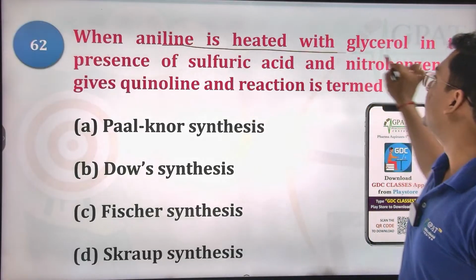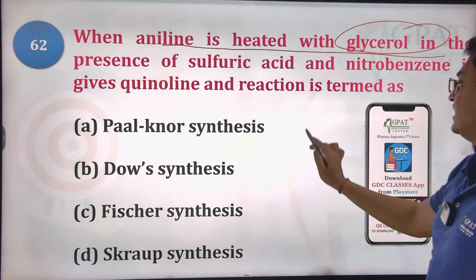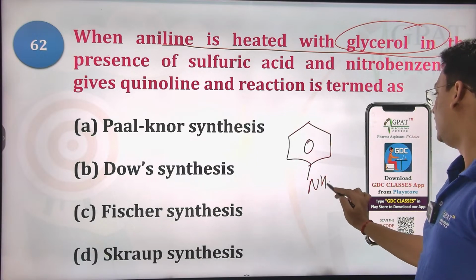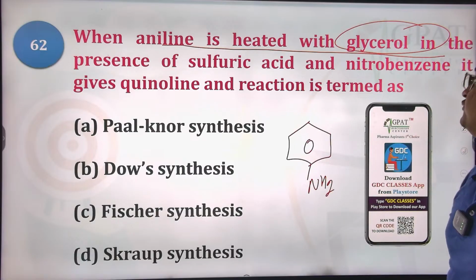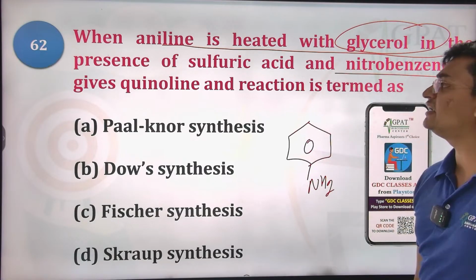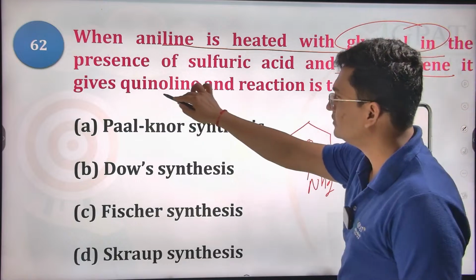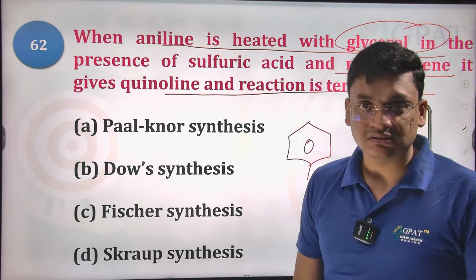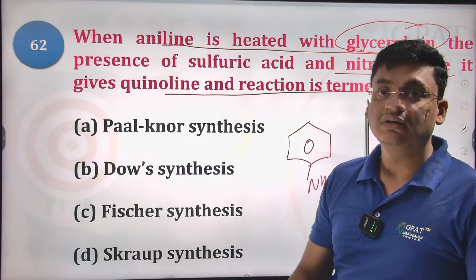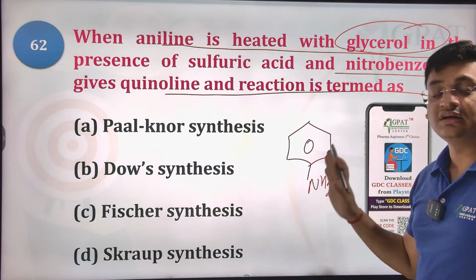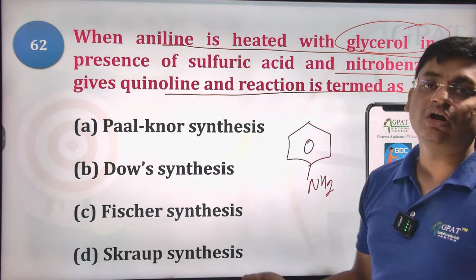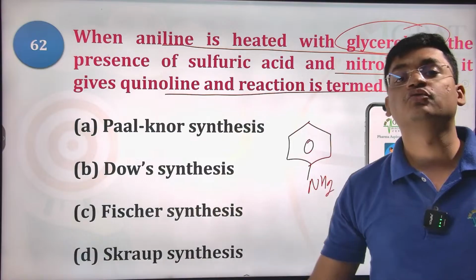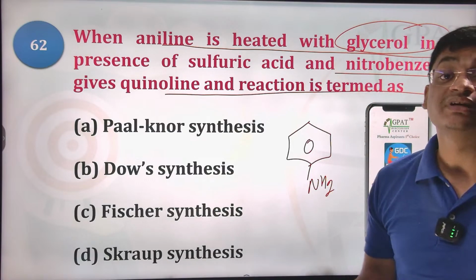When aniline is heated with glycerol in the presence of sulfuric acid and nitrobenzene, it gets converted into quinoline. This reaction is known as the Skraup reaction. So when aniline is reacted with glycerol and nitrobenzene in the presence of H2SO4, it gets converted into quinoline, and this reaction is known as the Skraup synthesis.